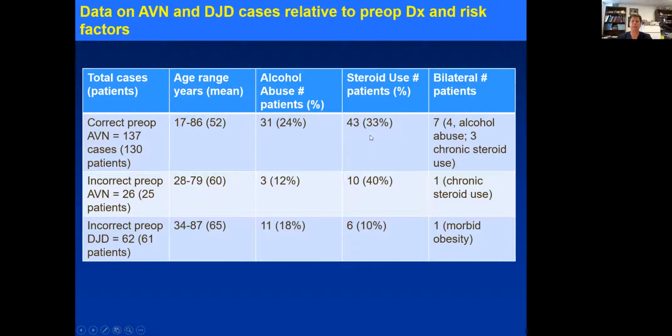About 57% of those patients had either alcohol abuse recorded in the history or chronic steroid use recorded as well. 7 patients had bilateral disease. Our figures are a little bit less than you would expect, but bear in mind that we didn't follow these patients completely out. All we did was look within the time period of the study. So it's very likely that had we followed these patients out, a greater percentage would actually develop bilateral disease.